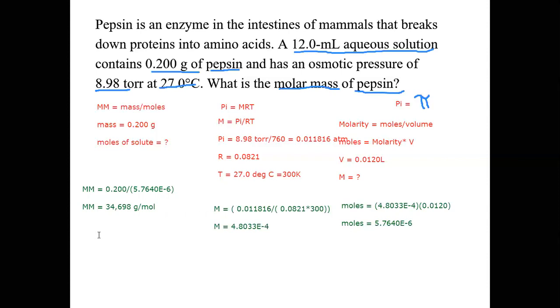So again, when we're looking for molar mass, we need the mass and the moles. Generally, the mass is given to us, and we use the other information to find the moles. The other information dealt with osmotic pressure, and the thing that relates moles to osmotic pressure is molarity. To calculate moles from molarity, we need the volume and molarity. So we rearrange the osmotic pressure equation to solve for molarity. Once we have molarity, we can calculate moles, and once we have moles, we can calculate molar mass. But make sure your osmotic pressure is in atmospheres and your temperature is in Kelvin.